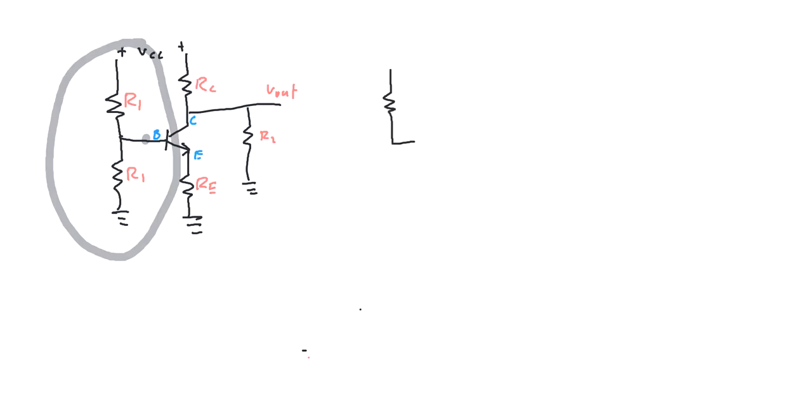I'll give you a circuit that looks like this, where we have these same components, and we have RL, and we have V out, and we have VCC up here, and we have RC and RE, and on the base, we still have a base, collector, and emitter.